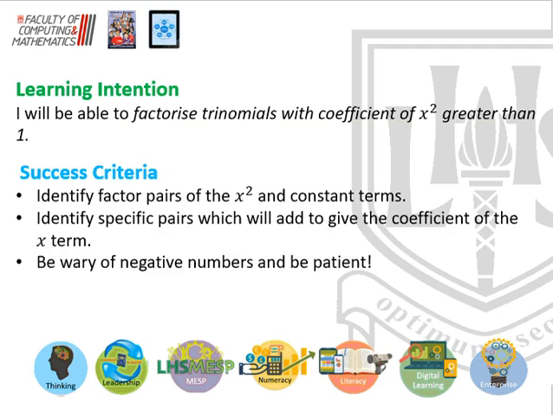Okay, so three things we're going to look for. We identify the factor pairs of the x squared and the constant terms. Identify the specific pairs which will go into the given brackets to give the coefficient of the x term. And lastly, and even more important here than last time, be very wary of negative numbers and be patient.